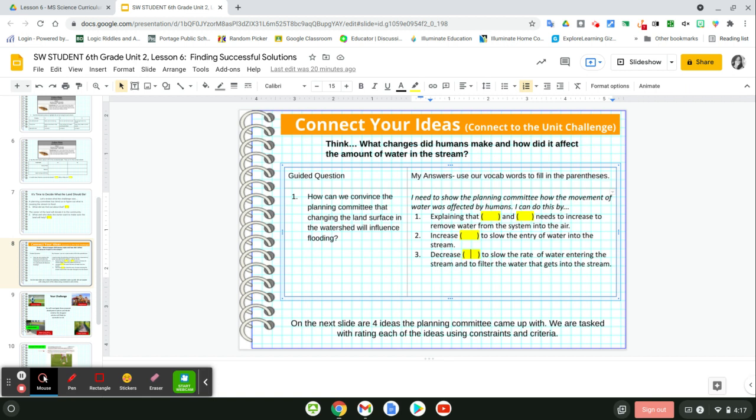So maybe you need to go back into lesson 2 or lesson 3 and look at your models again. What were the slower pathways? What were the faster pathways? Okay, so on the next slide, we're going to talk about four different pathways, not pathways, four different solutions, okay, on what we could do with the land.